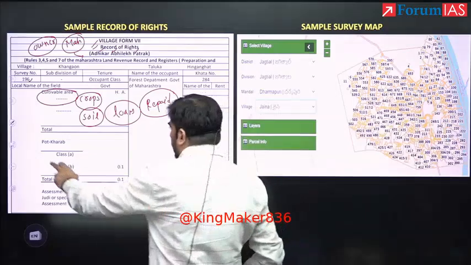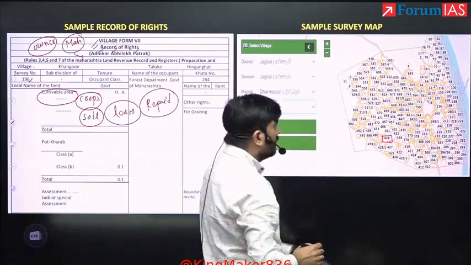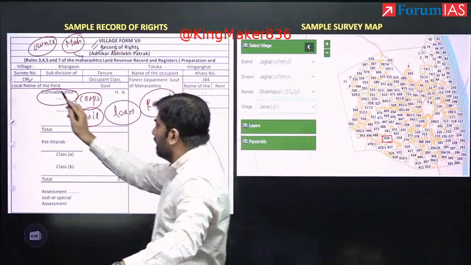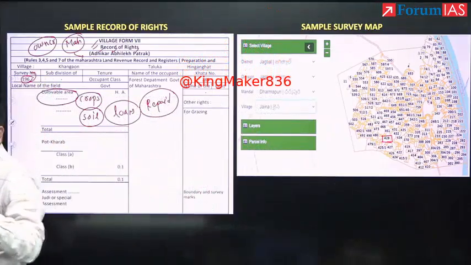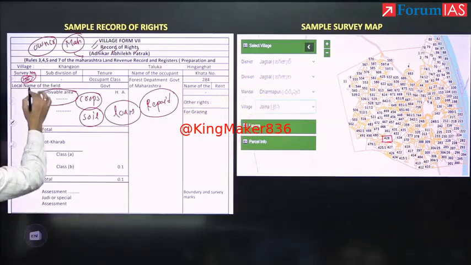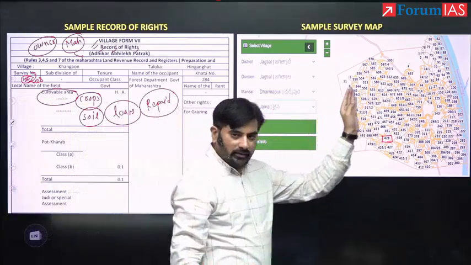Let's say you own a particular parcel of land with a survey number of 428. This survey map is actually integrated with the record of rights. In the record of rights, what are we capturing? The survey number. I know, for example, the agricultural field that I own has a unique survey number of 428. But I want to know where my agricultural field is actually located, and more importantly, who the neighboring owners are. What I can do is look at the survey map.